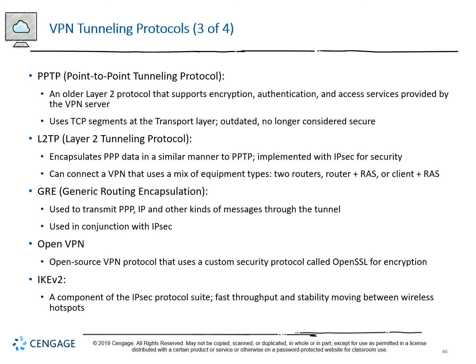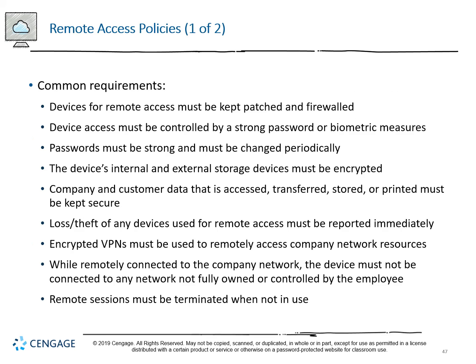IKEv2 is a component of the IPsec protocol suite. Fast throughput, a lot of stability moving between wireless hotspots. So if you're using VPN and you are mobile, there's going to be a lot of IKEv2 traffic for you.